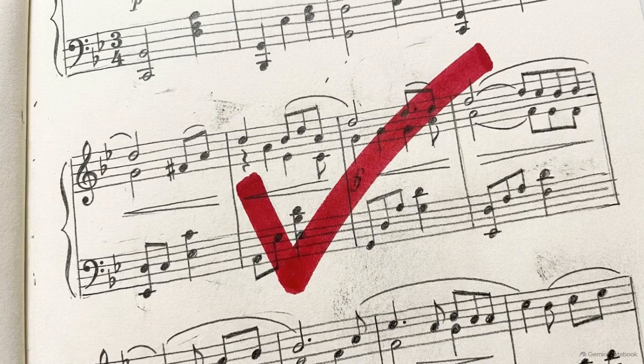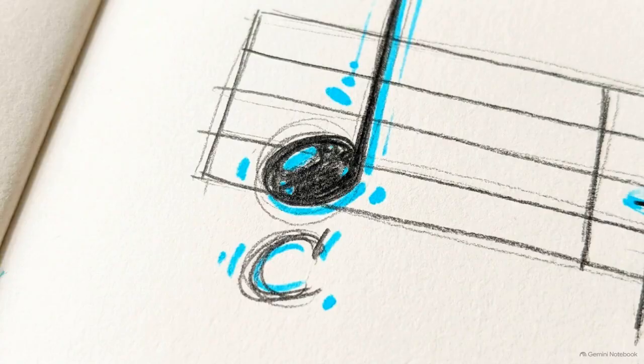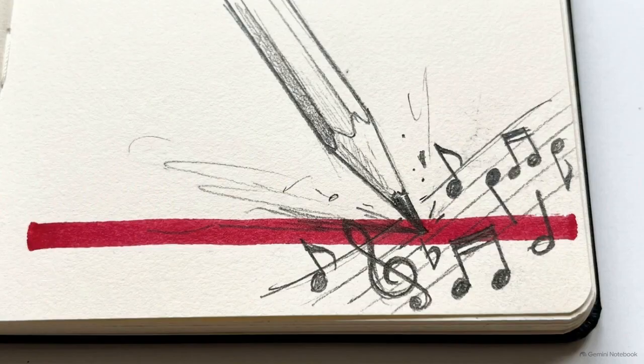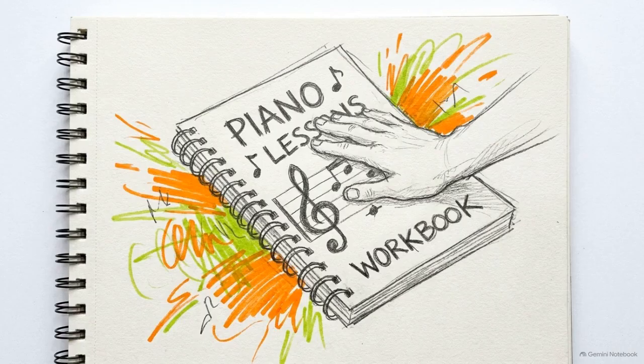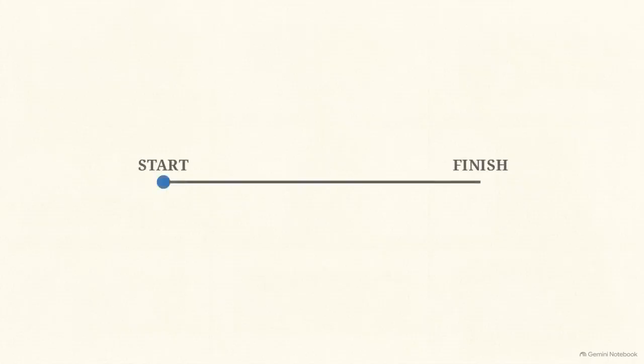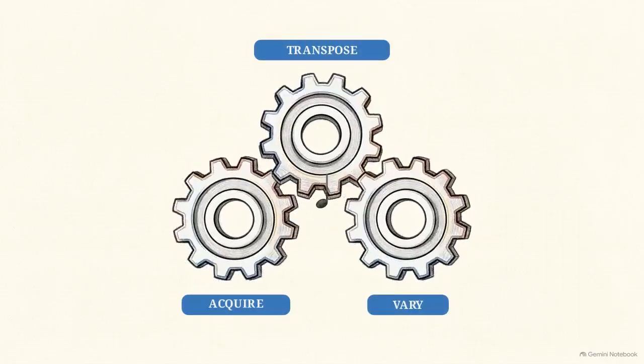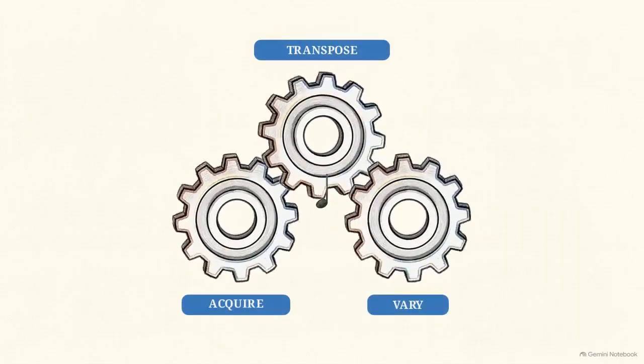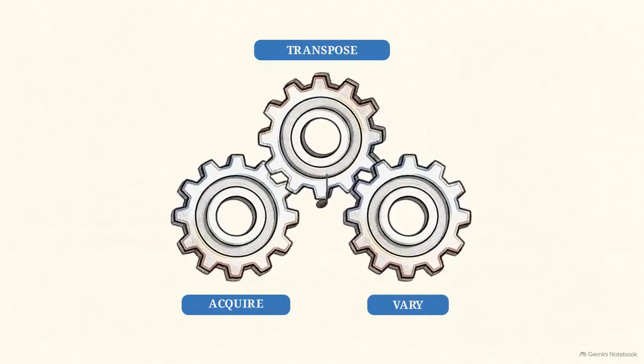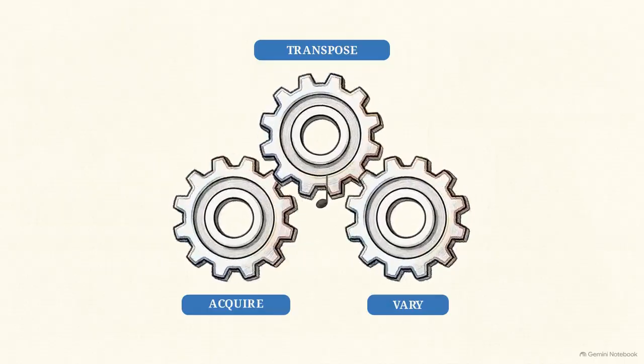Beginners often treat a new piece of music like a checklist. You start at measure 1, decode the notes until you hit the final chord, and then consider the song finished. Professional practice operates as a set of overlapping cycles, 3 interlocking gears: acquire, transpose, and vary, repeatedly act on the same material to drive the learning process.